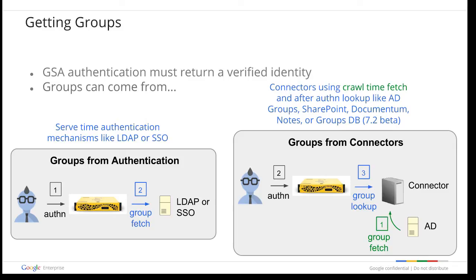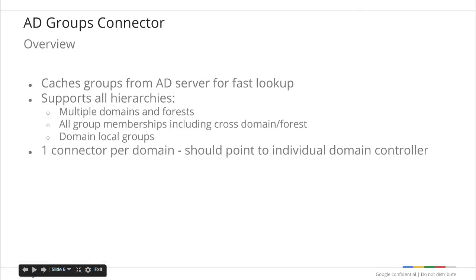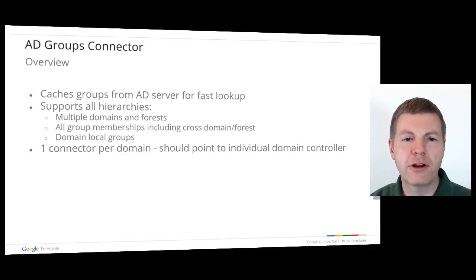Google provides group lookups as part of the SharePoint, Documentum, and Lotus Notes connectors. Since group membership is so important for ACLs, Google also provides a dedicated connector to get this information from Active Directory. The AD Groups connector regularly fetches and caches groups from AD servers for faster lookup at serve time.